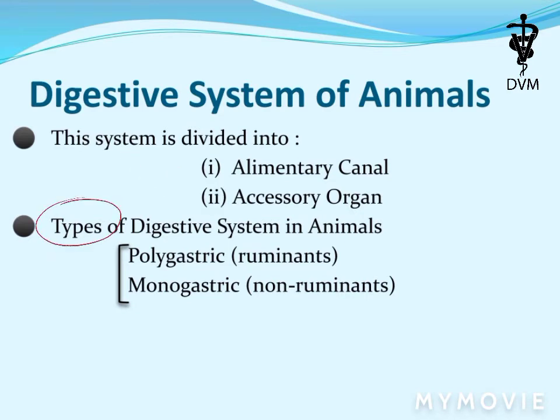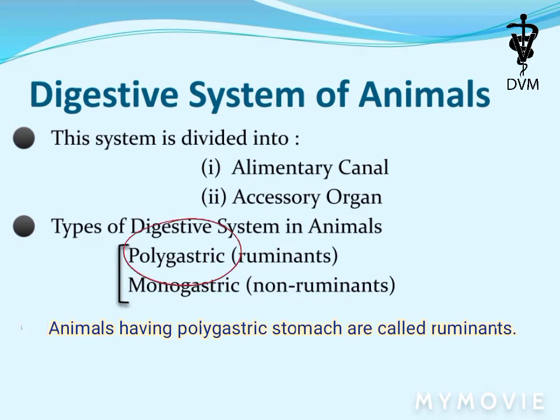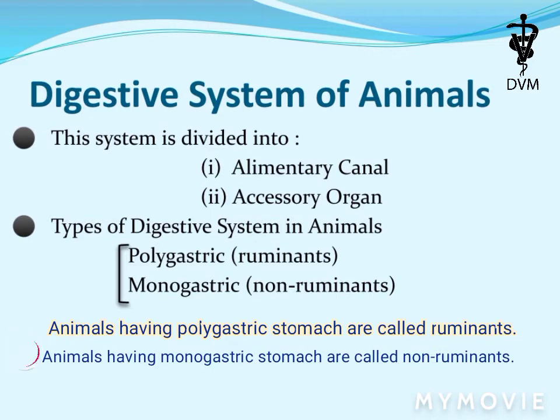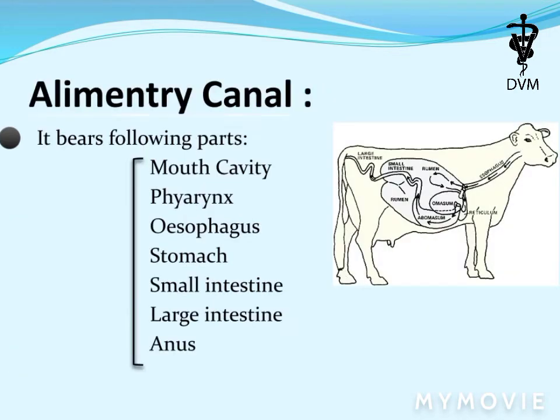There are also two types of digestive system in animals: polygastric, meaning more than one stomach, and monogastric, which means only one stomach. Animals having a polygastric stomach are called ruminants, while others having a monogastric stomach are called non-ruminants. Humans are non-ruminants. The alimentary canal has the following parts: mouth cavity, pharynx, esophagus, stomach, small intestine, large intestine, and anus.